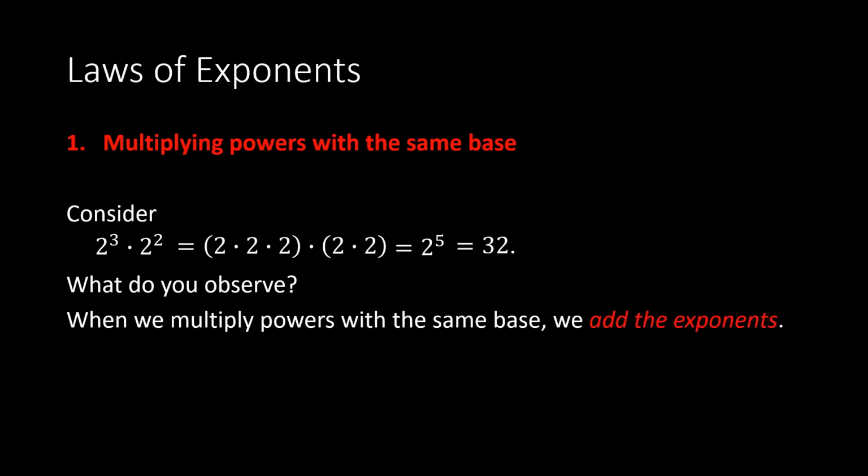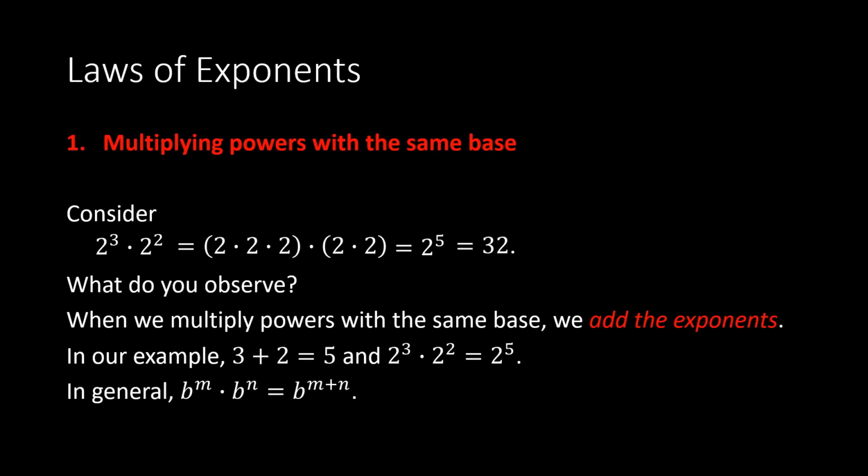When we multiply powers with the same base, we add the exponents. In our example, 3 plus 2 equals 5, and hence 2 to the third power times 2 squared is 2 to the 5th power. In general, b raised to m times b to the n is equal to b raised to m plus n.